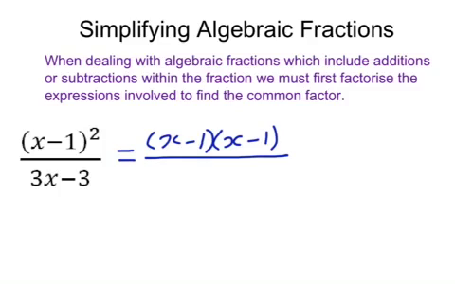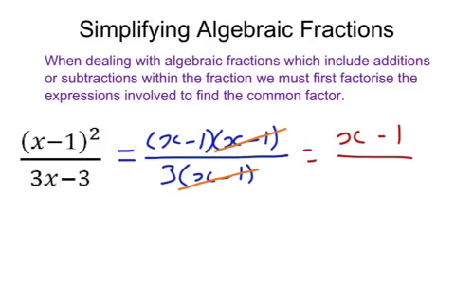And then we can factorize the bottom. 3x minus 3 factorizes to 3 brackets x minus 1, and now we see there's an x minus 1 on the top that cancels with that x minus 1 on the bottom, leaving us with a final answer of x minus 1 over 3.